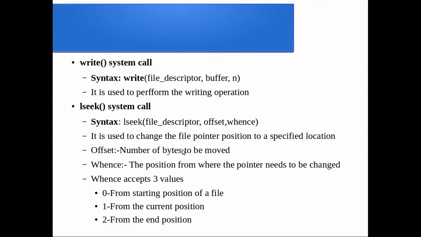Let's see what is the syntax of the lseek system call. The name of the system call is lseek and the arguments are file descriptor, offset and whence. File descriptor means in which file we are changing the file pointer, so that file descriptor's value is given by the first argument. Offset means how many bytes are to be moved when we are changing the file pointer.